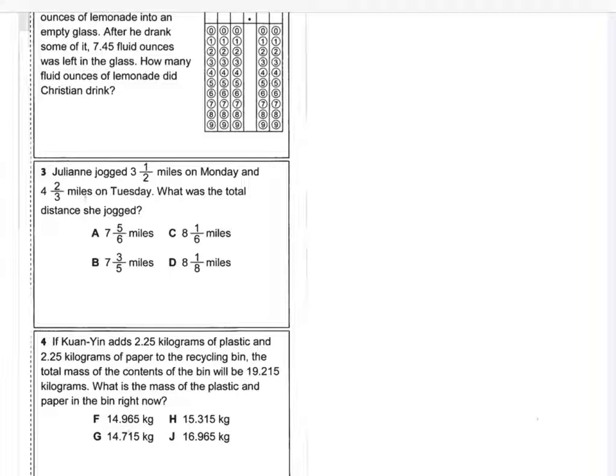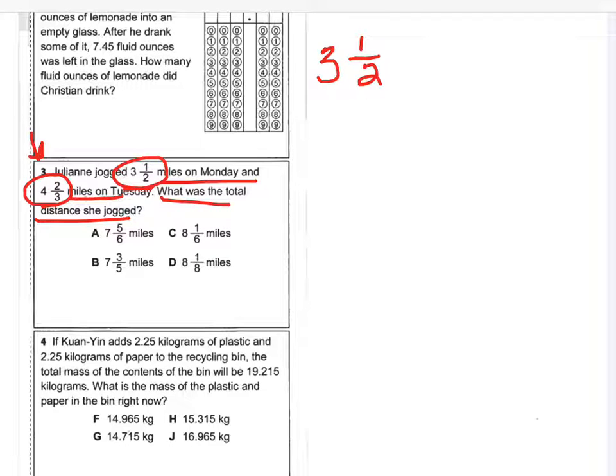Number 3, Julianne jogged 3.5 miles on Monday, 4 2/3 miles on Tuesday. What's the total distance she jogged? So 3.5 miles on Monday, 4 2/3 miles on Tuesday. So 3 1/2 and 4 2/3. So we're looking for a total, so we're adding.